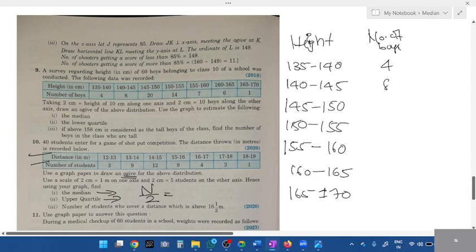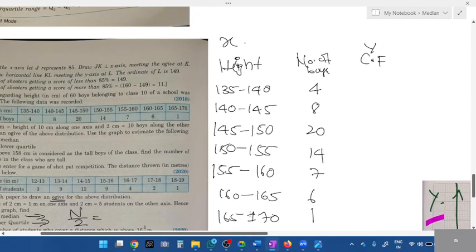We are doing the ninth question. 4, 8, 20, 14, 7, 6, 1. This is the x-axis and this is the y-axis. Tell me the cumulative frequency. 4, 8 plus 4. Be quick. All of you should answer. 12 plus 20. 40. Very good.